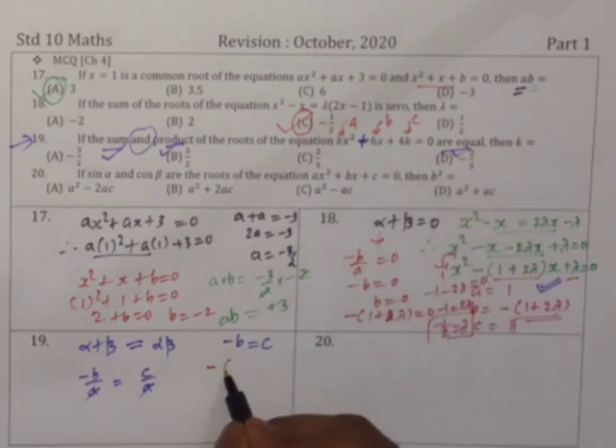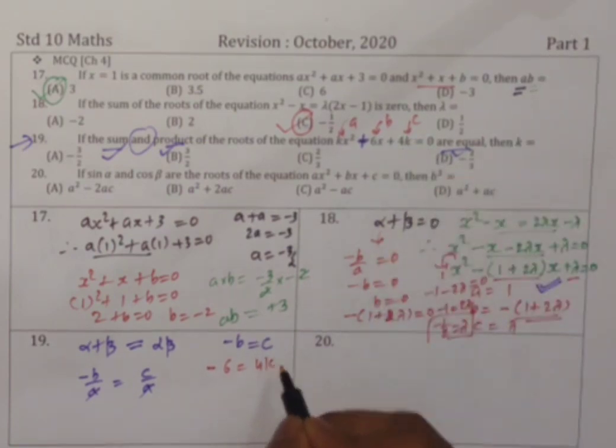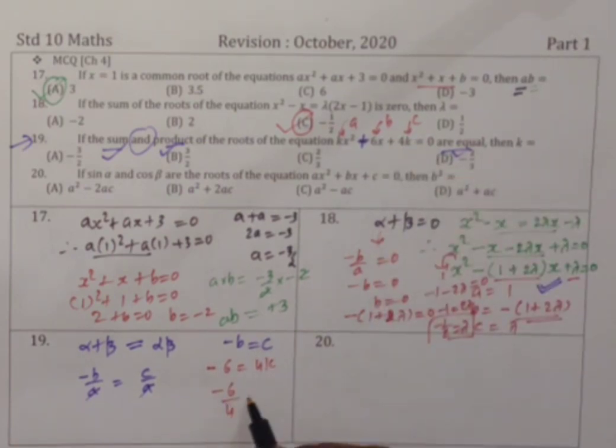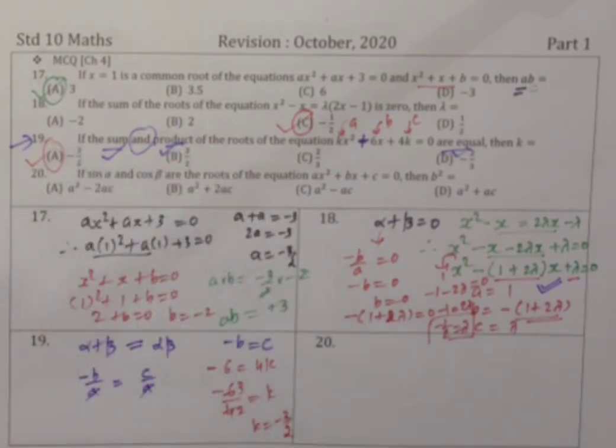Minus b, that is 6. K, that is, sorry, c, that is 4k. Minus 6 upon 4 is k. 2 3s are 6, 2 2s are 4. So k is equal to minus 3 upon 2. Do you have the option? Yes, option A, minus 3 upon 2. Correct, children?